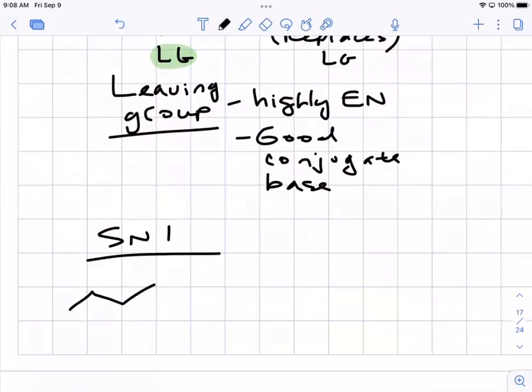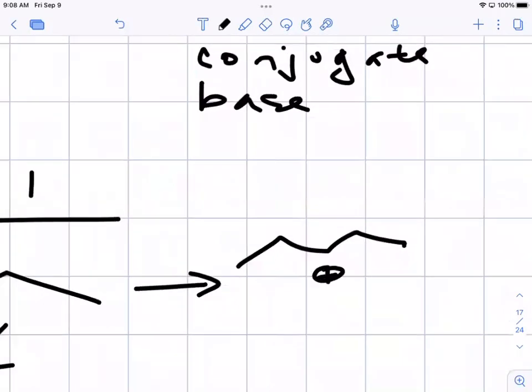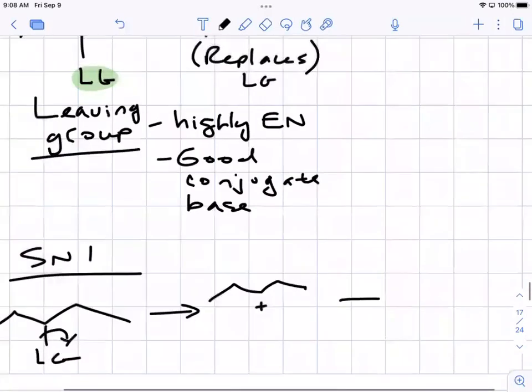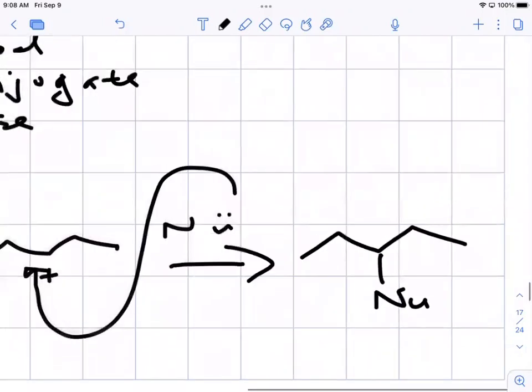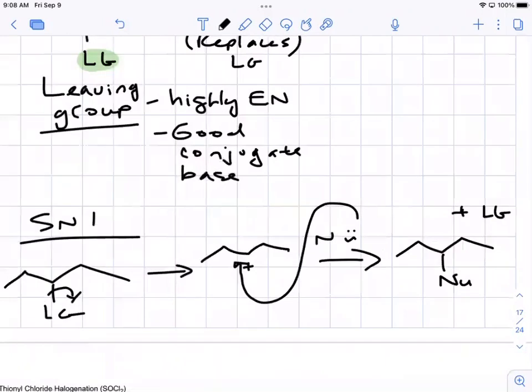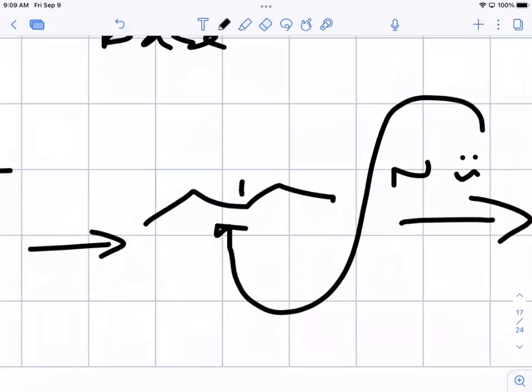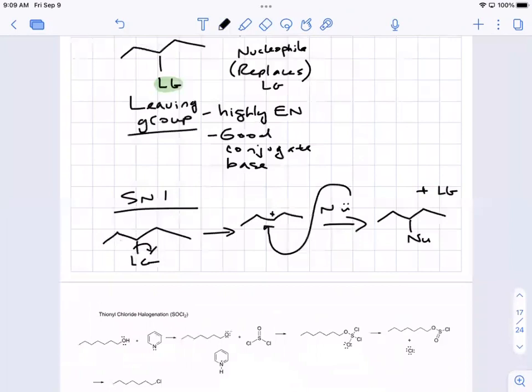So if it's SN1, there's a step that involves the loss of the leaving group. You end up with a cation, and then your nucleophile attacks that. The nucleophile is going to attack here. And then your product, this is your substitution product, where the nucleophile is here and the leaving group is still present. It normally makes a salt with whatever the nucleophile counterion is. So that's that. If it's SN2, I need more room.